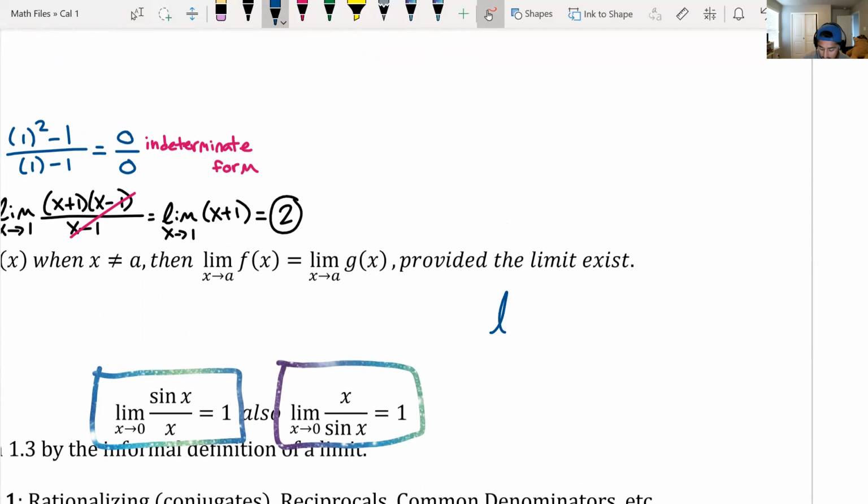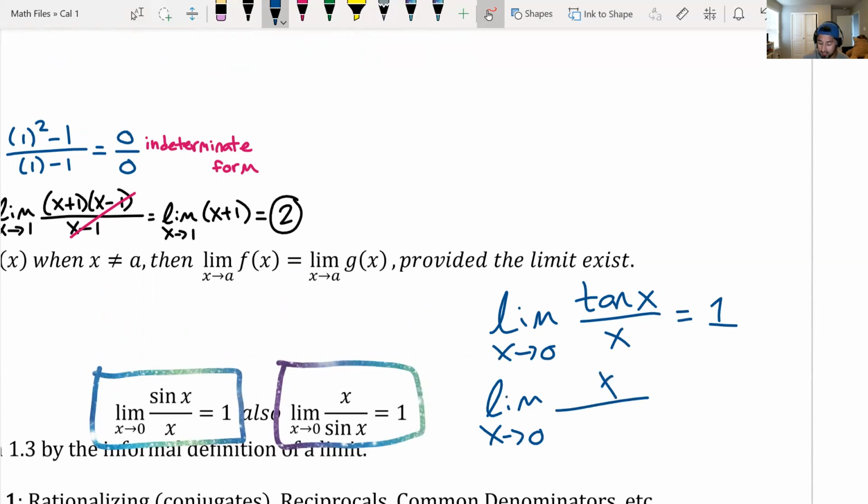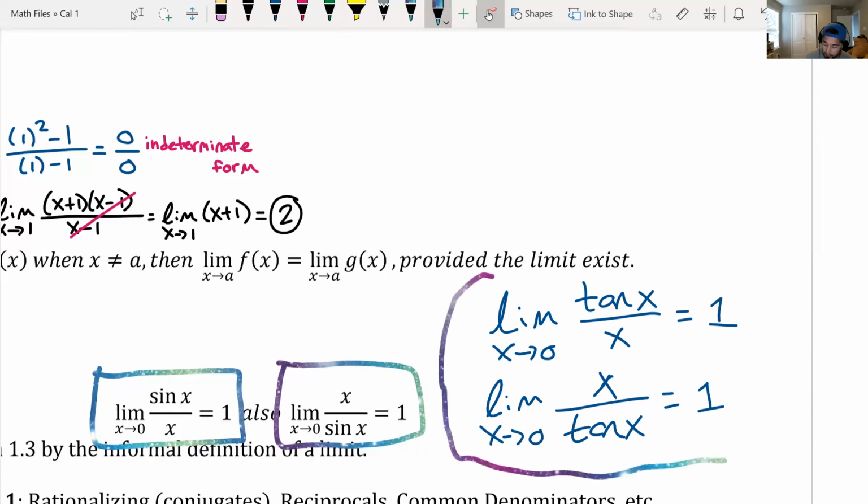Also, the limit as x approaches 0 of tangent x over x is also 1, which means that the limit as x approaches 0 of x over tangent x is also 1. So remember those limit identities as well. I'll even make them colorful for you. Okay. So given certain problems, you'll know when to use these.